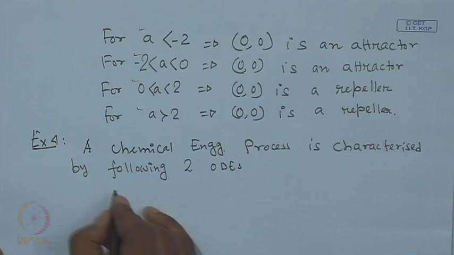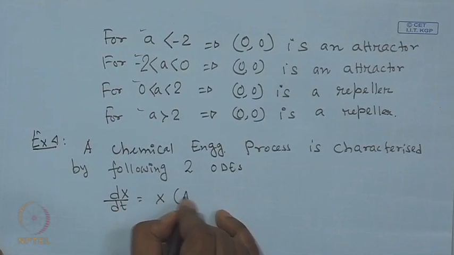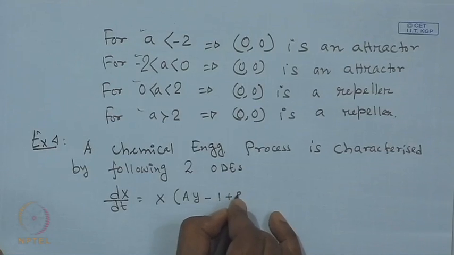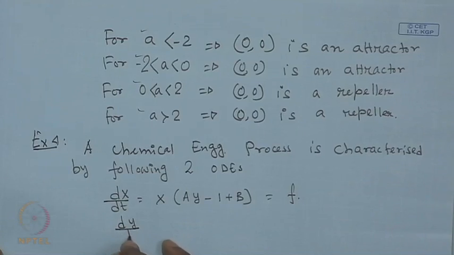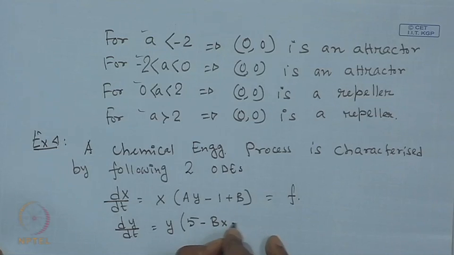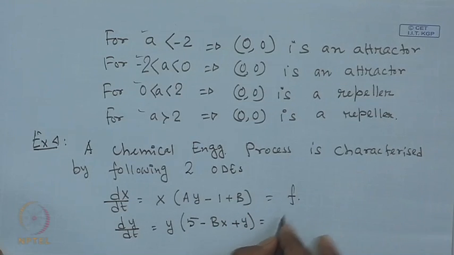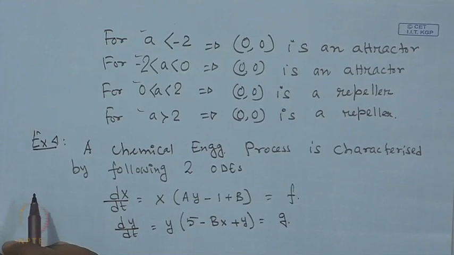And these ODEs are given by dx/dt = x(ay − 1 + b), we call that f, and dy/dt = y(5 − bx + y), and we call that g. Now, the question is to find the steady state of this process, evaluate the stability of the steady state, and find the conditions on the parameters so that the steady state is stable or unstable.